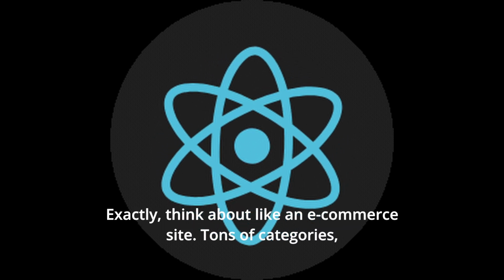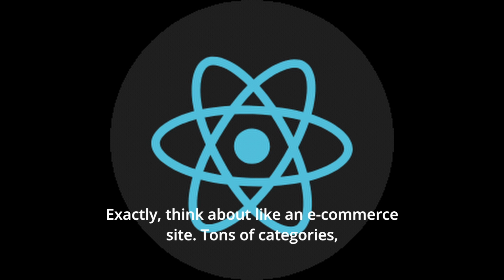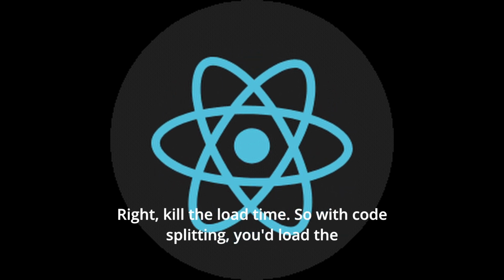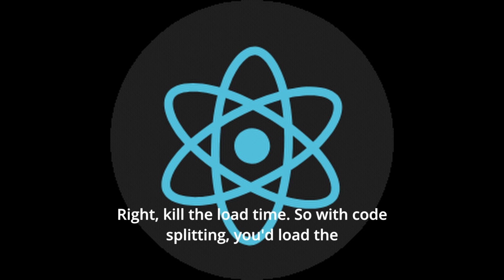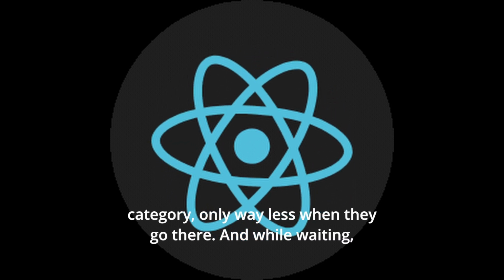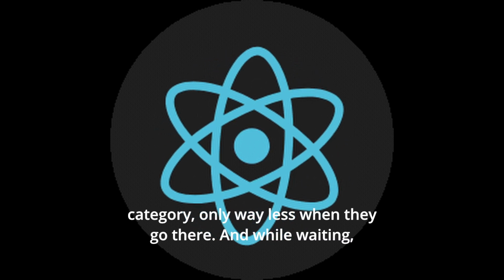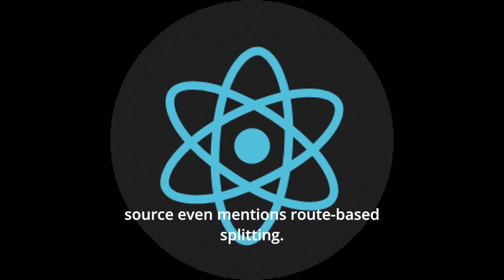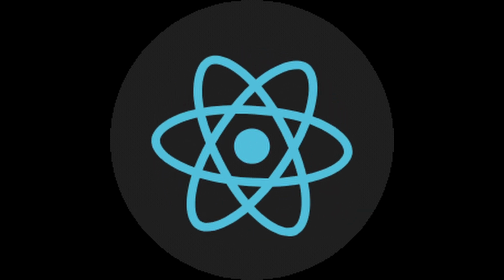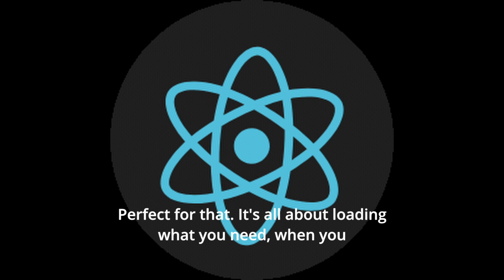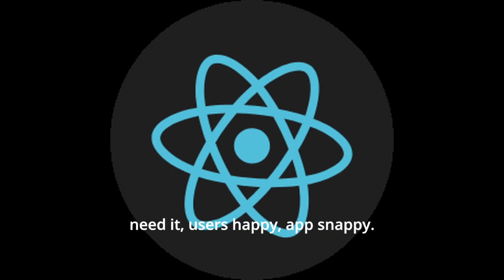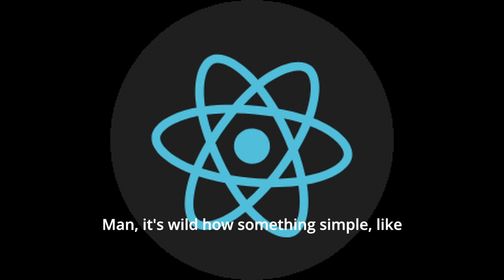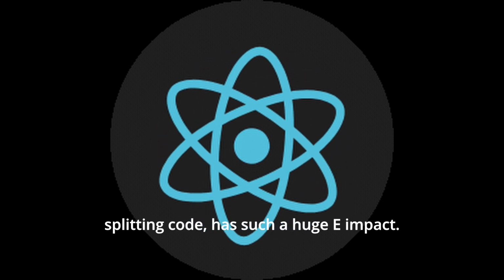Exactly. Think about an e-commerce site. Tons of categories. Imagine loading all that code up front. Yikes. Kills the load time. So with code splitting, you'd load the category code only when they go there. And while waiting, boom, nice loading animation. I see the source even mentions route-based splitting. Perfect for that. It's all about loading what you need, when you need it. Users happy, app snappy. Man, it's wild how something simple like splitting code has such a huge impact.